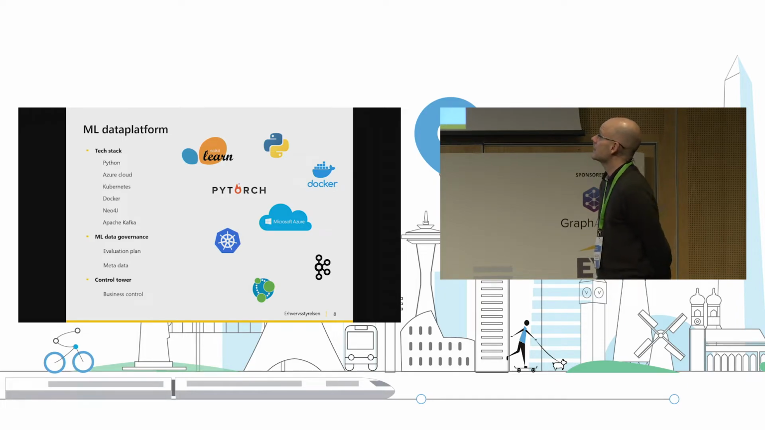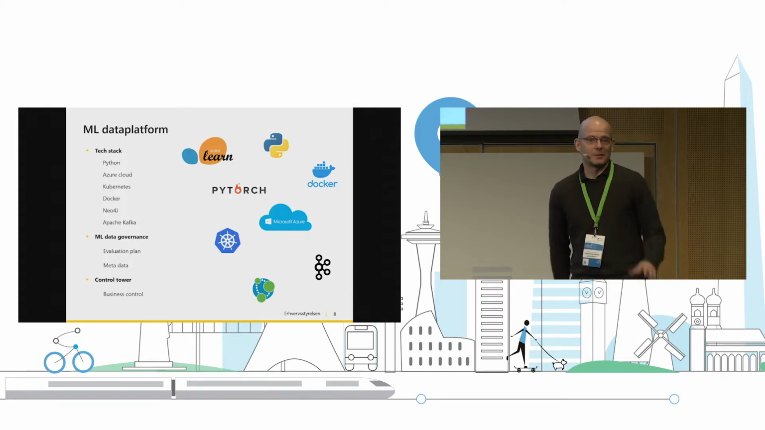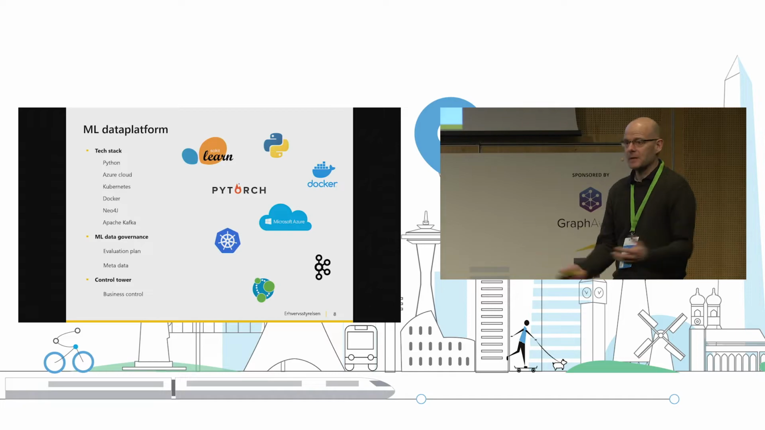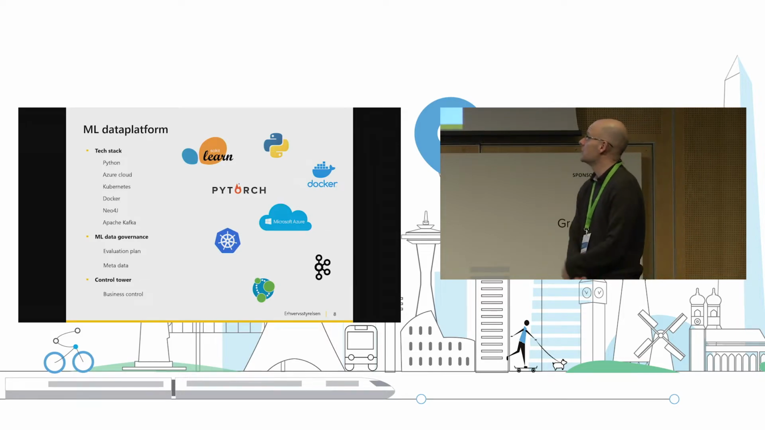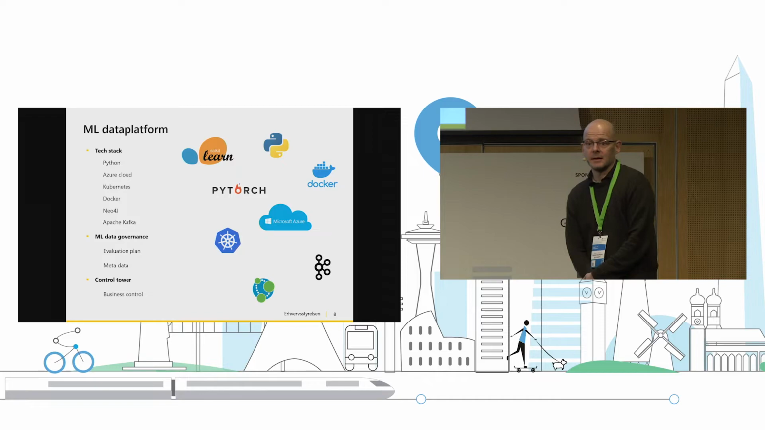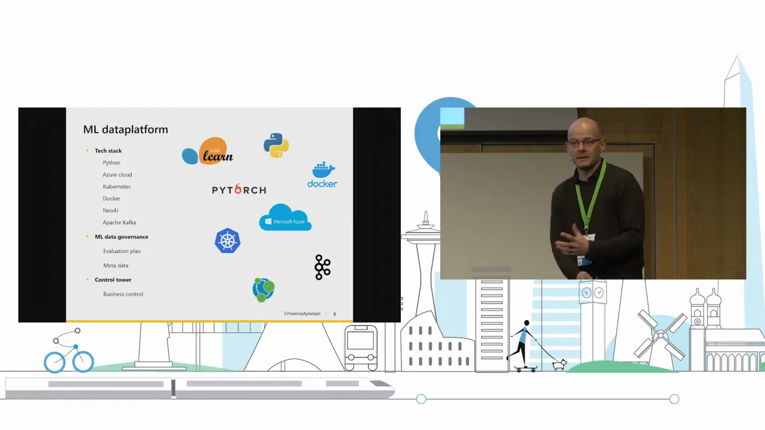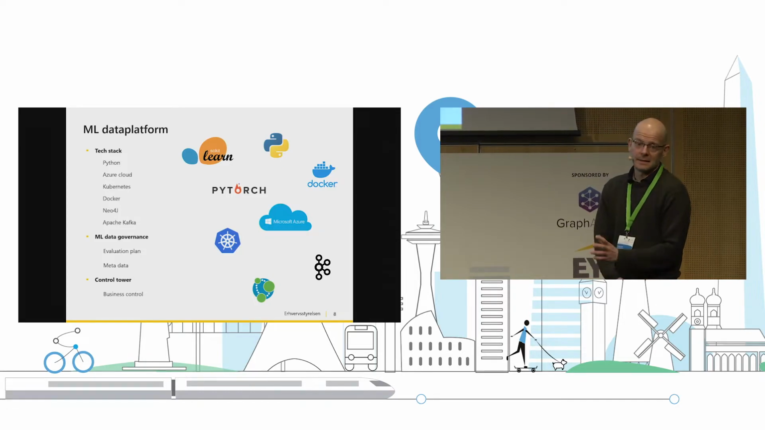The tech stack, we started in '17, choosing Python, luckily. There was quite a bit of discussion about R. I'm really happy we chose Python. We went into the cloud to have the scalability and the orchestration by means of Kubernetes, and the containerization by means of Docker. And we chose Neo4j as the graph platform for building this knowledge graph, and then Kafka as our streaming data and message queuing platform.